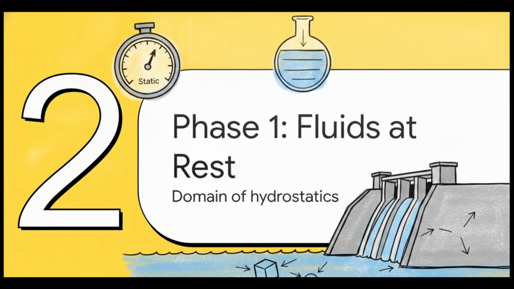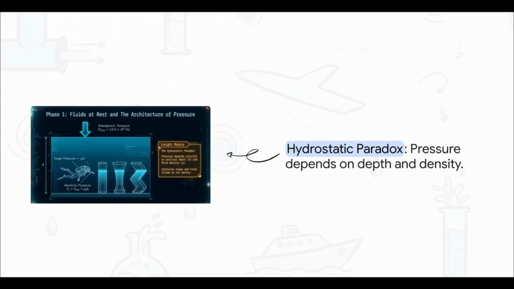Section 2. Phase 1. Fluids at rest. Let's look at fluids when they're perfectly still. Check out these 3 containers, one straight, one flared, and one zigzagging all over the place. Now logically, you might think the weird shape or the total volume of the fluid would completely change the pressure at the bottom, right? Well, the hydrostatic paradox proves otherwise. Pressure relies exclusively on vertical depth and fluid density. This means a massive, jagged container and a tiny straight tube exert the exact same gauge pressure at their bases. It's driven purely by density, gravity, and depth. Add in the atmospheric pressure pushing down from above, and boom, you get your absolute pressure.